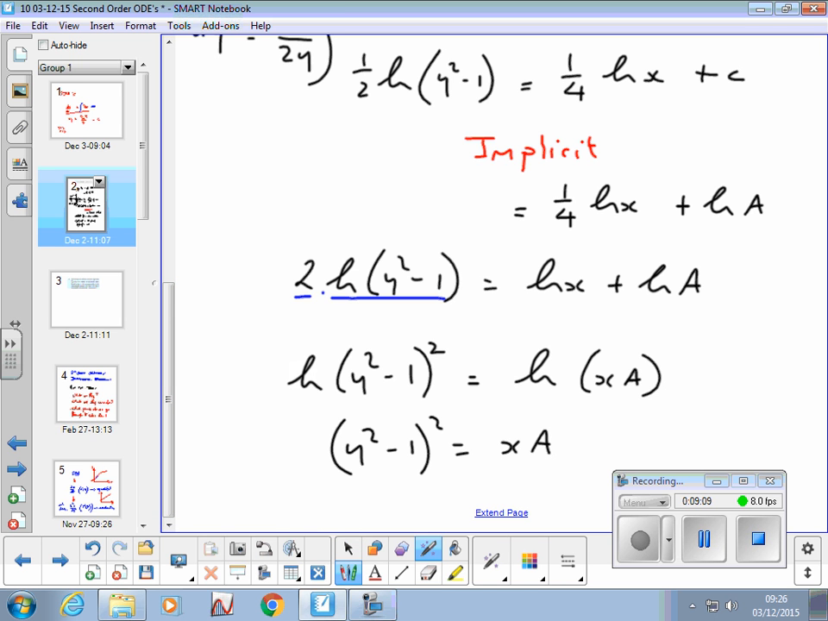Two times the log of something becomes the log of y squared minus 1 squared, so that 2 in fact goes up there. The law we're using is this one. Log of x to the power a is equivalent to a times log of x. Log of x to the power something is the same as that power times the log of x. So that's what I've done here in reverse, effectively, to get to here.